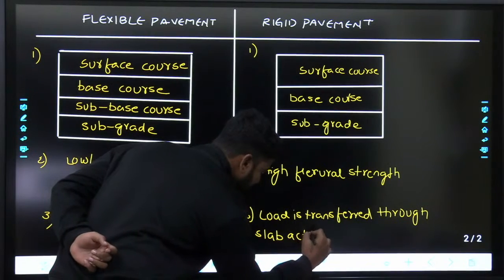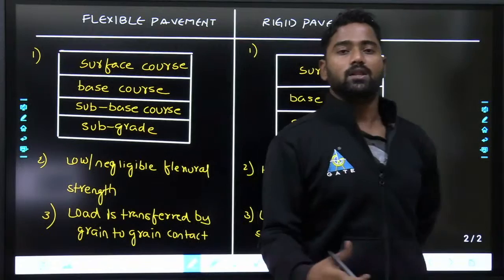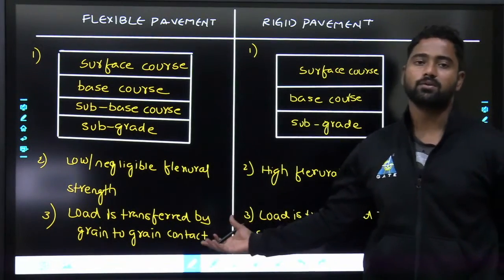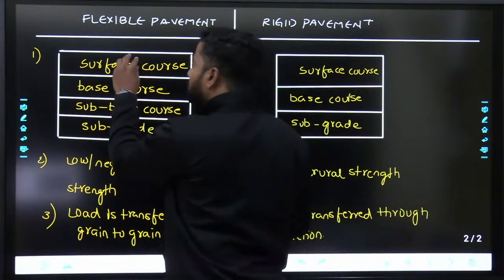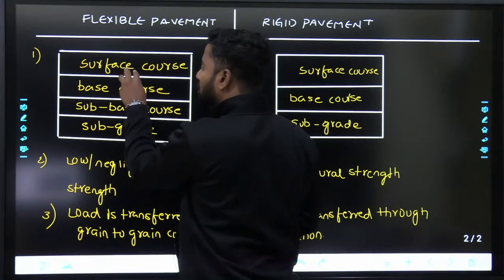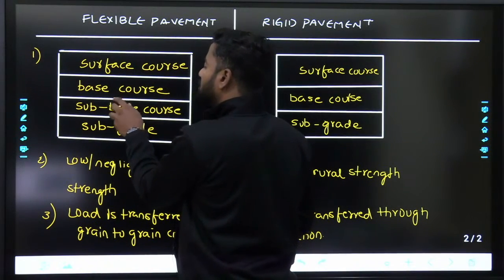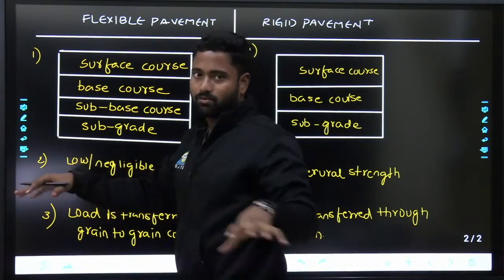Slab action means it behaves the same as a normal slab. In the same way, load is transferred through slab action, whereas in flexible pavement load is transferred through grain to grain contact. Grain to grain means from the bitumen it will be transferred onto the gravel, from this gravel onto this soil, and from this soil onto the final soil, that is the final ground.